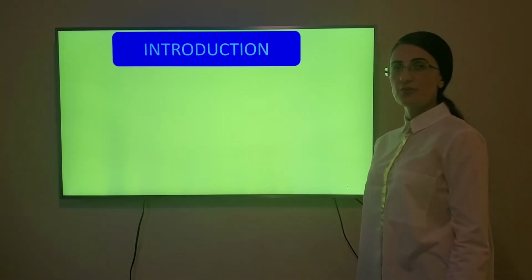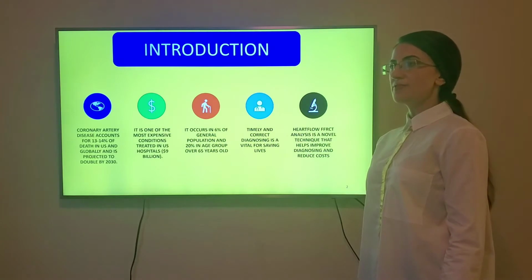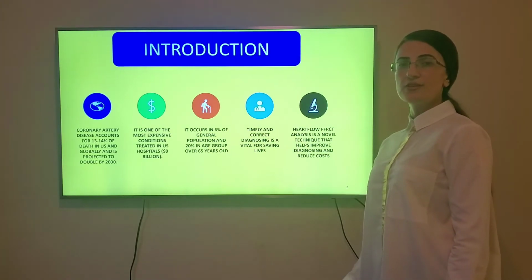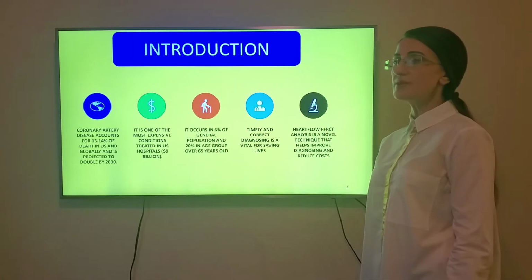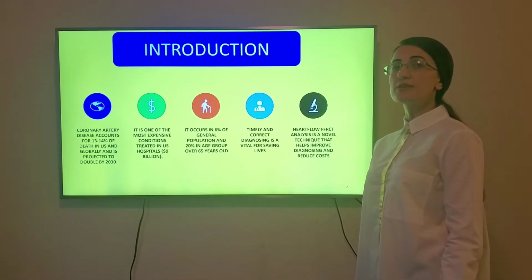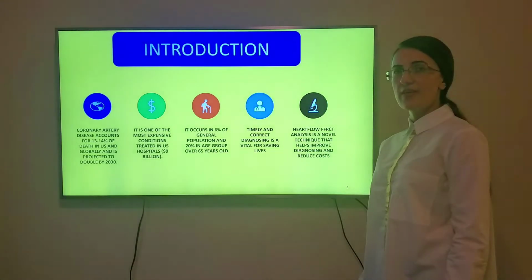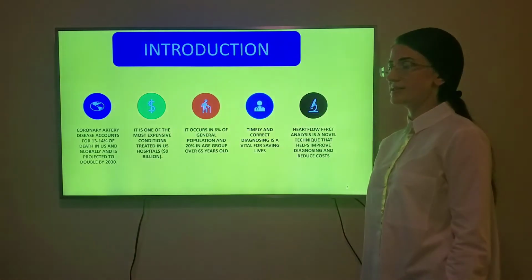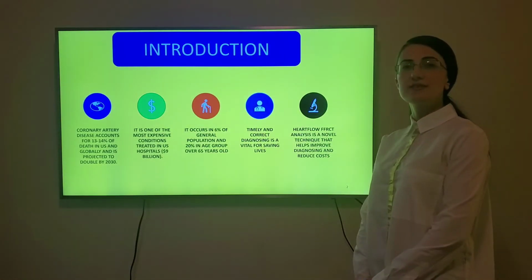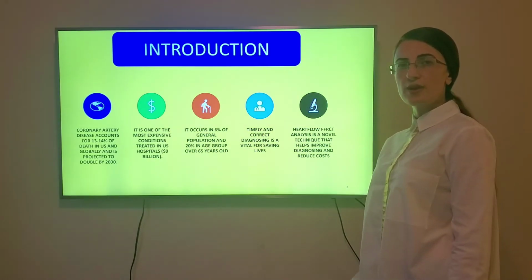First of all, I would like to start with the introduction. Coronary artery disease or coronary artery disorder, it has the same meaning. You can use both of these words. It is one of the main causes of death in the United States. 1 in 7 deaths in the United States is due to coronary artery disease. Coronary artery disease is one of the most expensive diseases treated in the United States.